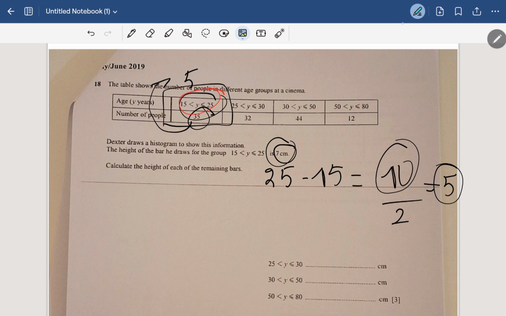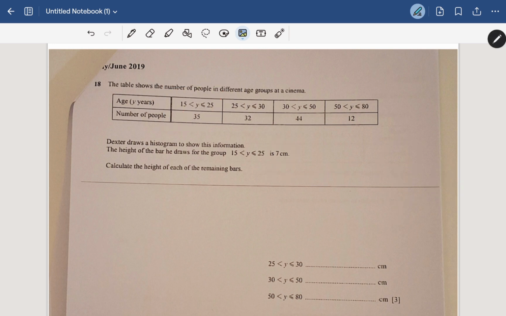So if we're going to apply the rule to all of them, this one is going to be the average difference of age: 30 minus 5, 25. 30 minus 25 is 5. 5 divided by 2 is 2.5. So very simply, doing 32 divided by 2.5, you are then gonna get 12.8. So the height for this one is 12.8 centimeters.